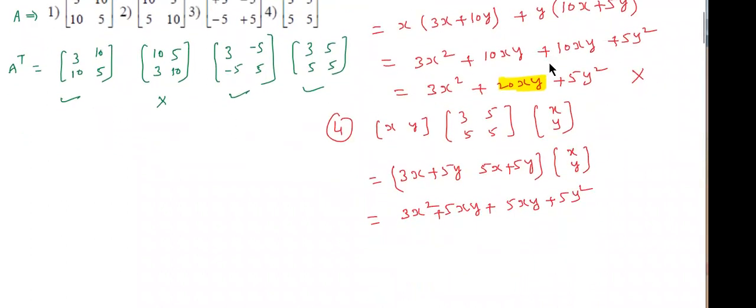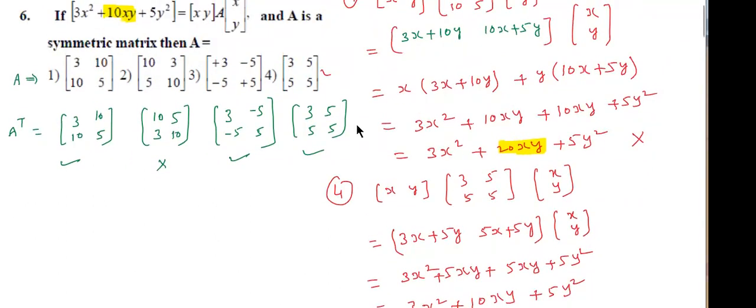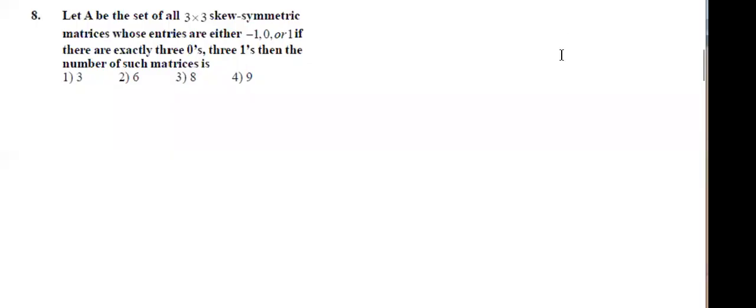Now 3x square, 10xy plus 5y square. Yes, it is satisfied. So finally, which option correct? Fourth option.